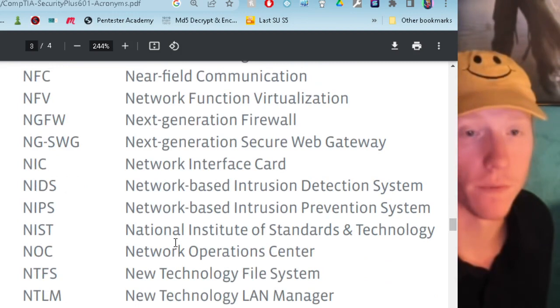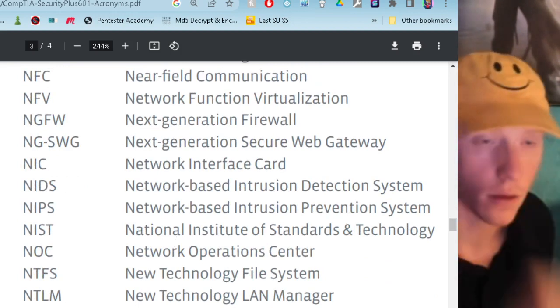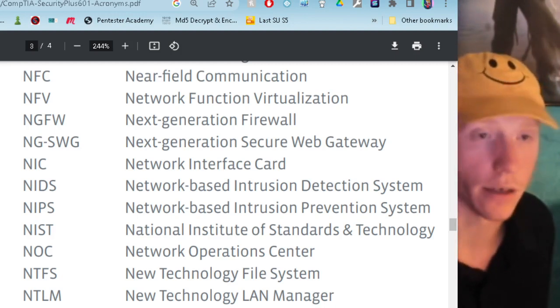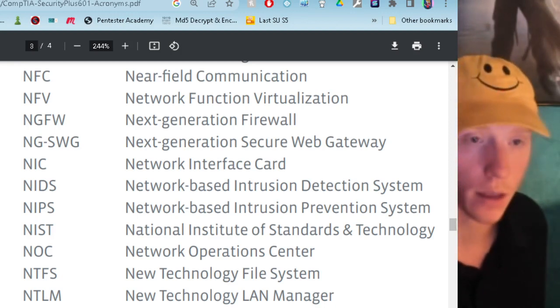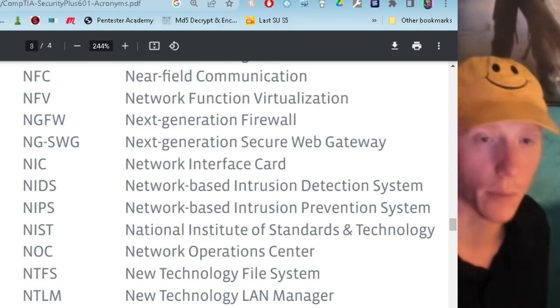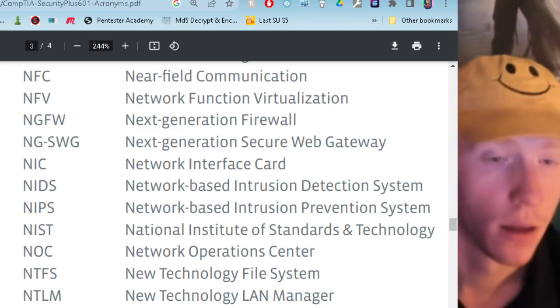The NFV is the Network Function Virtualization. The NGFW is a next-generation firewall. The NGSWG is the Next Generation Secure Web Gateway. The NIC is a Network Interface Card.